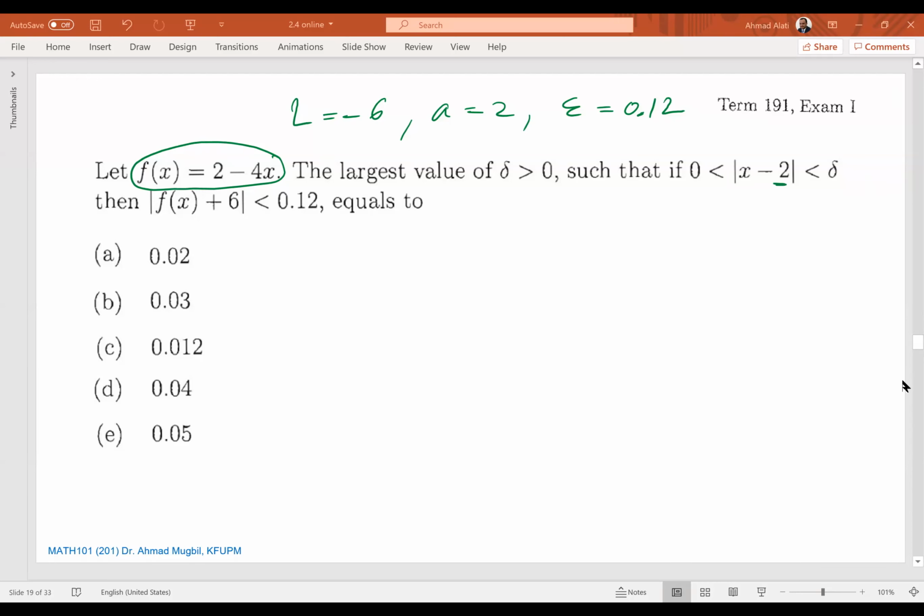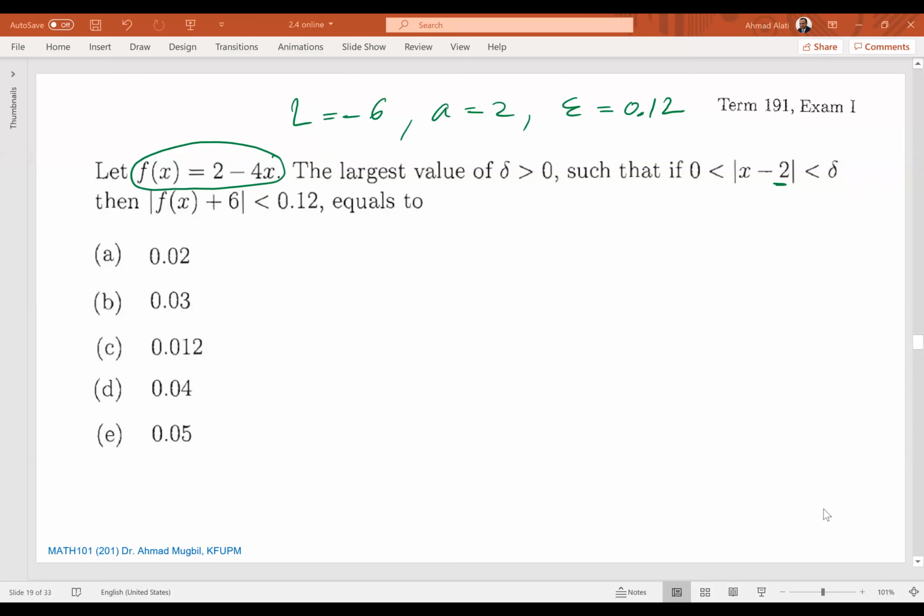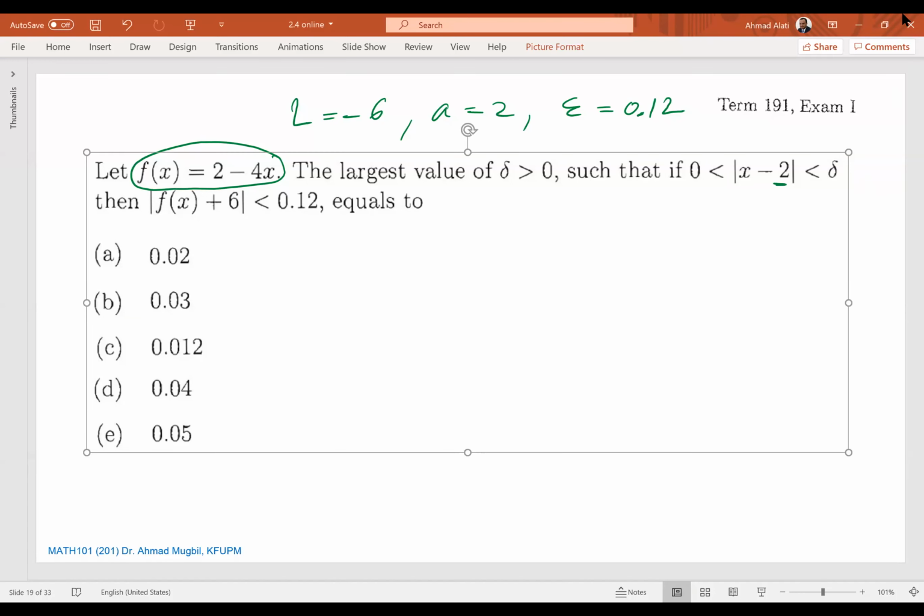Anyone has an answer, shabab? B. Yes, B. The answer is B, shabab. Yes, you're right. So it is not difficult. I think just what you need to do is to follow. You need to put your function, for example, here. You can do it in several ways, by the way. Let me do it for you.